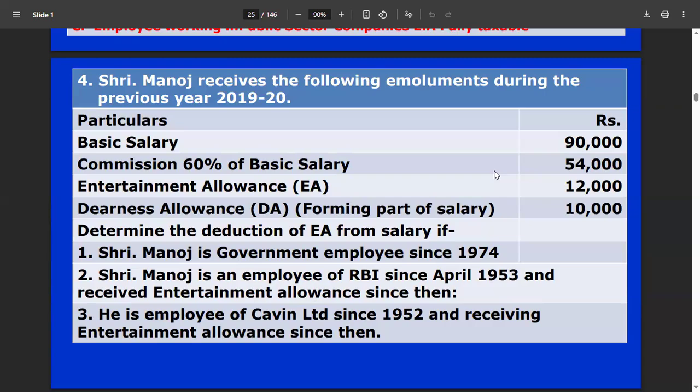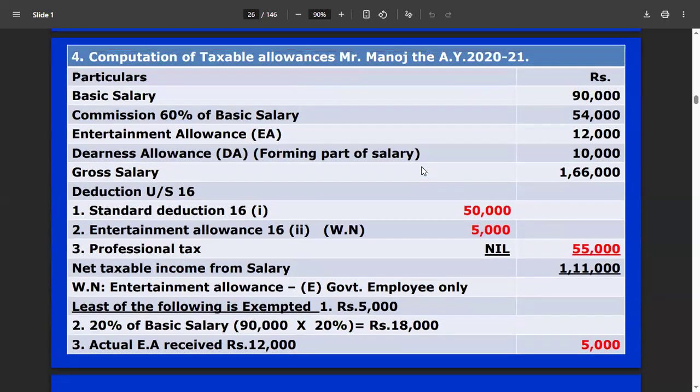So now we have to find his taxable salary. The entertainment allowance received by him is 12,000. Since he is a government employee, it is exempted subject to three conditions. So let's find his tax liability. His basic salary 90,000, commission 54,000, entertainment allowance 12,000, and dearness allowance, which is part of salary, is 10,000. So if I total together, his gross salary is 1,66,000.